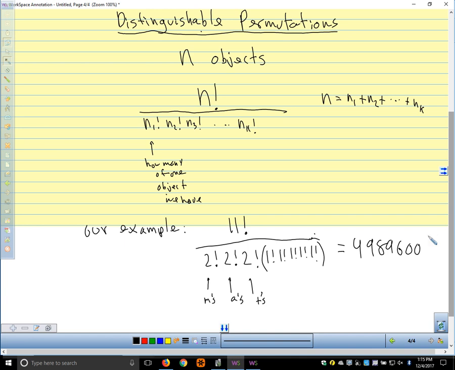So we just take the total number of letters we have, factorial, and then we divide by the number of repeats, factorial, for each repeat that we have. And this takes into account the 2 m's that could switch places, the 2 a's that could switch places, and the 2 t's that could switch places.